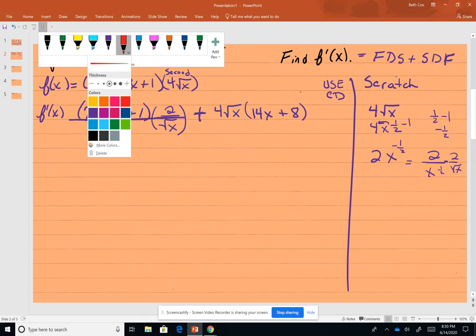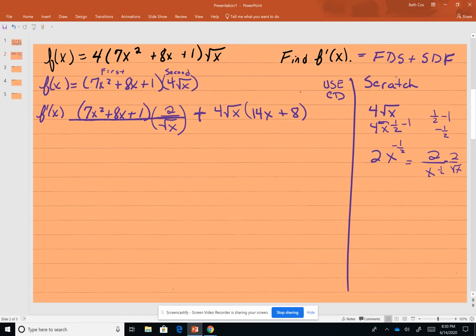Okay, so now the common denominator would be, of course, the square root of x, which means I'm going to have to take that second fraction and multiply by the square root of x on bottom and the square root of x on top. So that's me getting a common denominator. Now, that's going to put the square root of x on the bottom, and my numerator is what's going to have to be simplified.